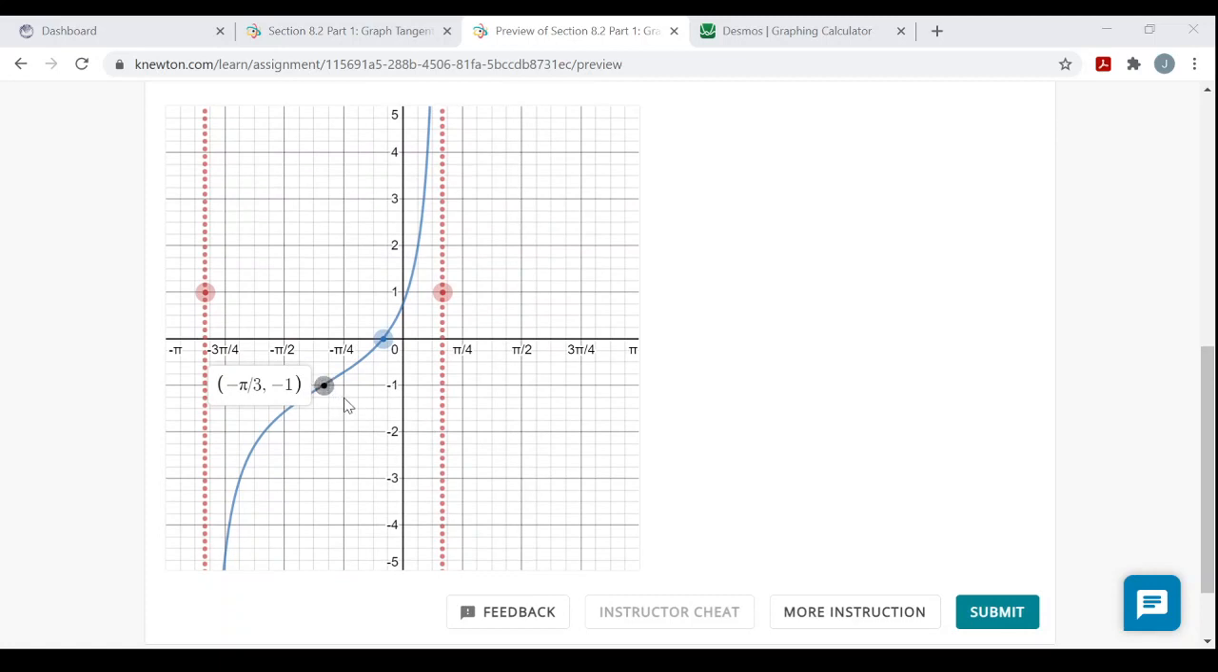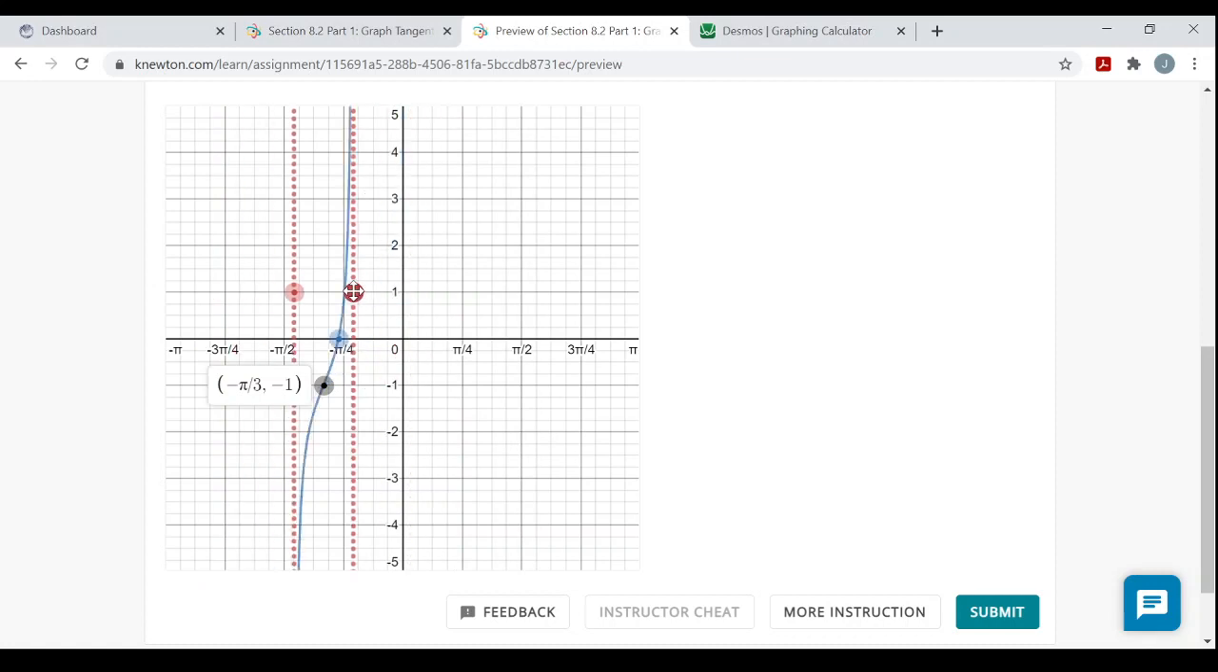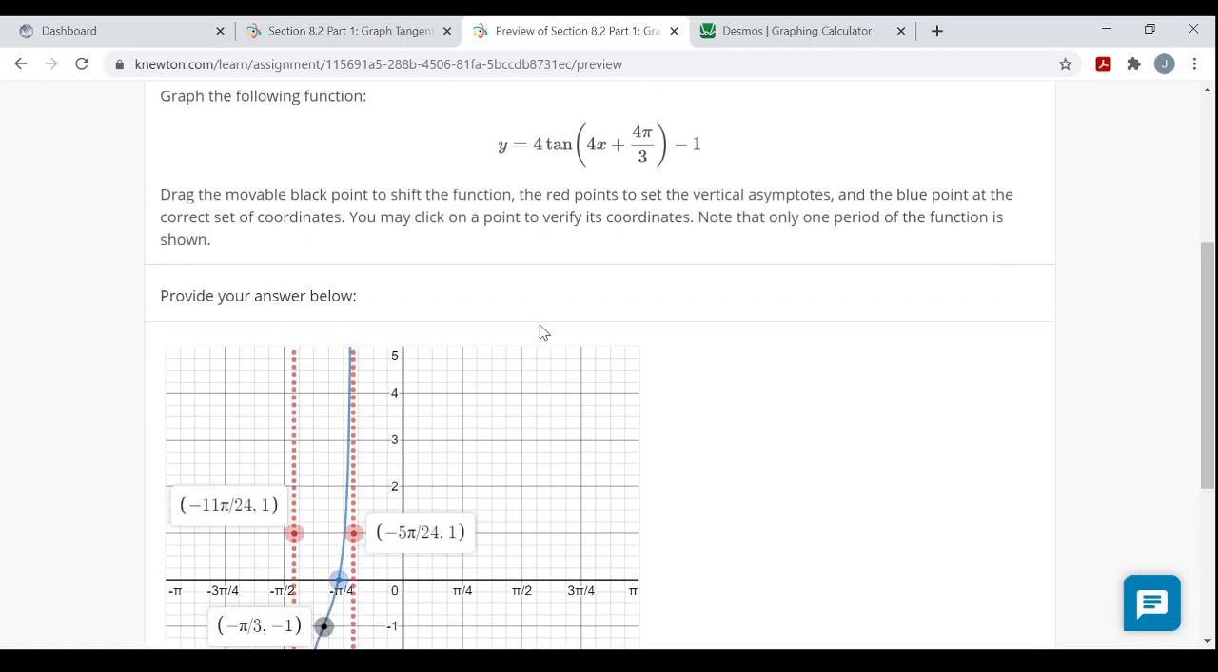Yeah, and I guess if I go pi over 8 to the right of this, so like 3 pi over 24, this is negative 8 pi over 24. If I move one of these asymptotes to negative 5 pi over 24, there we go. This works. Because negative 5 pi over 24, negative 11 pi over 24, and negative pi over 3 is exactly in the middle. The distance between these is 6 pi over 24, which is pi over 4 when you reduce, and that would be the period.